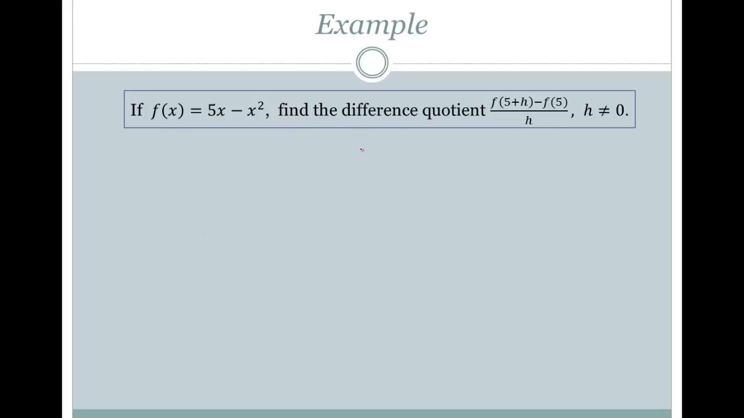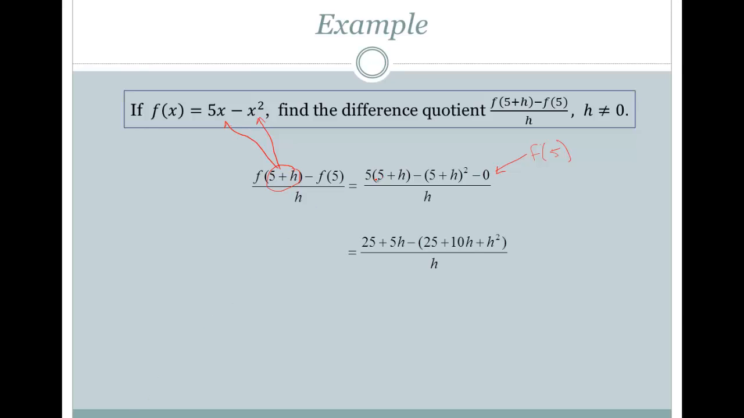Here's a different function. Find the difference quotient f of 5 plus h minus f of 5 over h. Again, we're going to do the same thing. And so for this part right here, wherever I see an x, right there and right there, I'm going to plug in 5 plus h. And I do that. I also note that f of 5, if I plug in 5, I get 0. So this term right there is f of 5. Okay? Makes it a little bit easier.